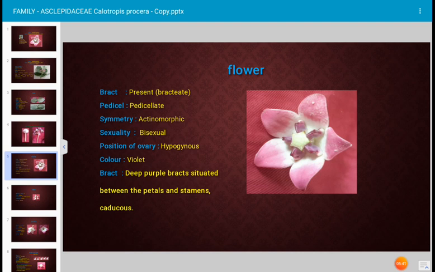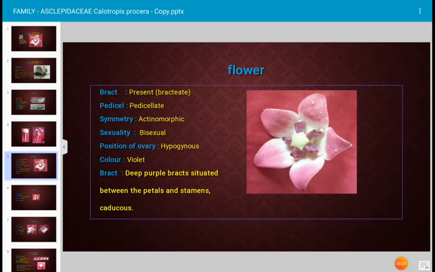What exactly is actinomorphic? The radially symmetrical flower which is capable of division by any longitudinal plane into two symmetrical halves is described as actinomorphic flower. When you divide the flower into two parts from any vertical plane, you can get two equal parts. Such a flower is described as actinomorphic flower. And in the flower of Calotropis procera, androecium as well as gynoecium both are present.